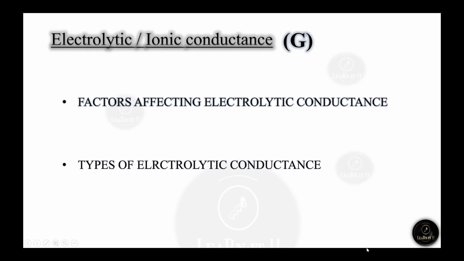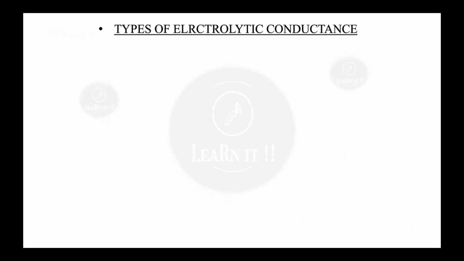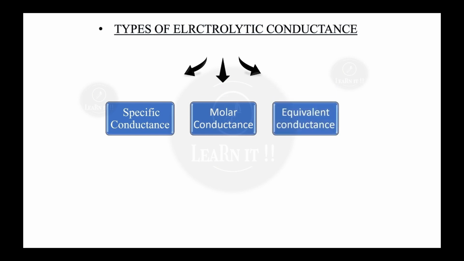So next comes the types of electrolytic conductance. There are three types of electrolytic or ionic conductance based upon the amount of substance present in that solution. First one is specific conductance, second one is molar conductance, third one is equivalent conductance. So let's begin with the specific conductance. Specific conductance is also called conductivity.